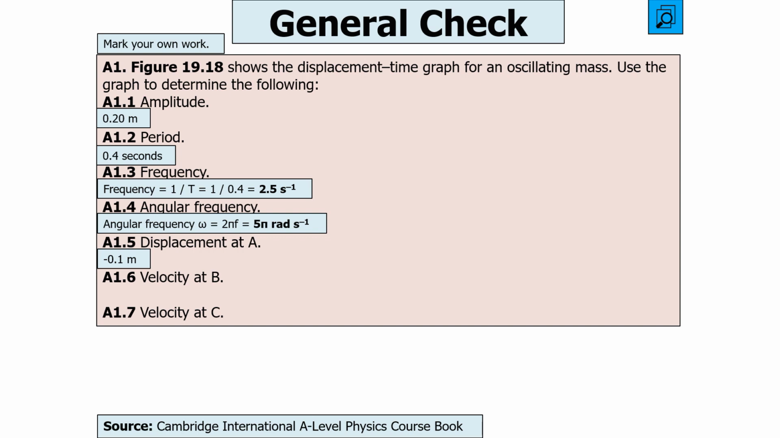The velocity at B is going to be the gradient of your displacement time graph, so therefore it's 0 meters per second. And then the velocity at C, again, is the gradient at that point, so it's 3.1 meters per second.